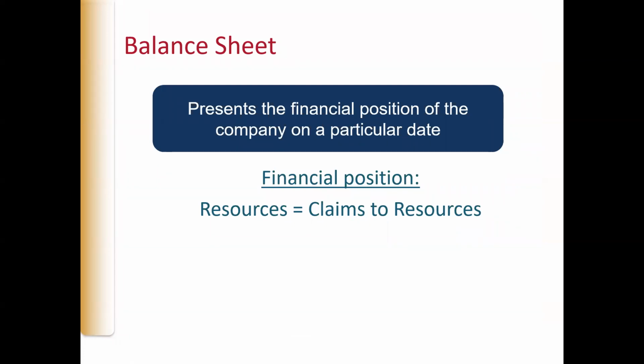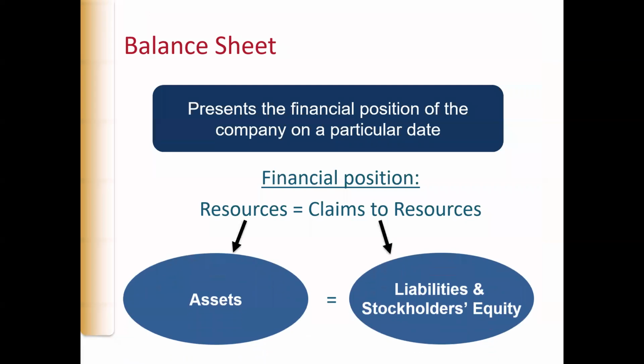Another financial statement is called the balance sheet. This presents the financial position of the company on a particular date. This is where we'll look at the accounting equation. Do you remember that accounting equation at the beginning that I said is so important? Assets equal liabilities plus stockholders' equity. This is also referred to as the balance sheet.